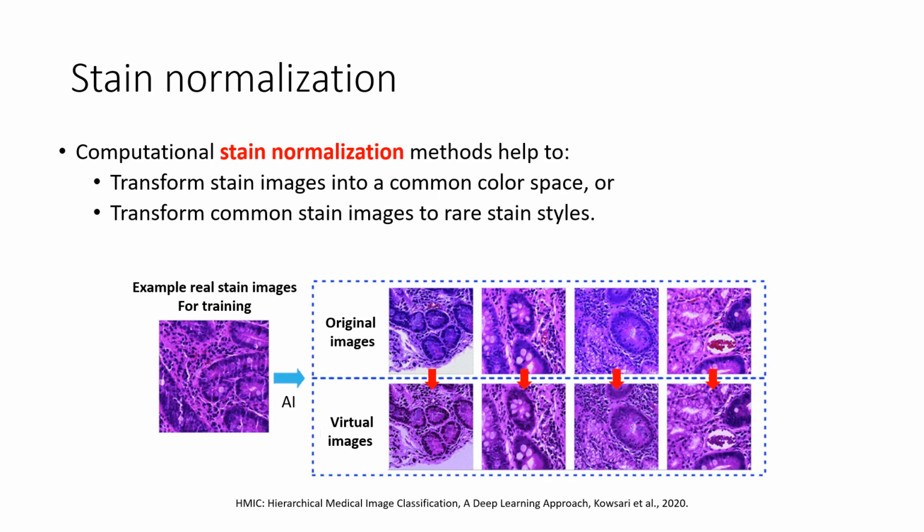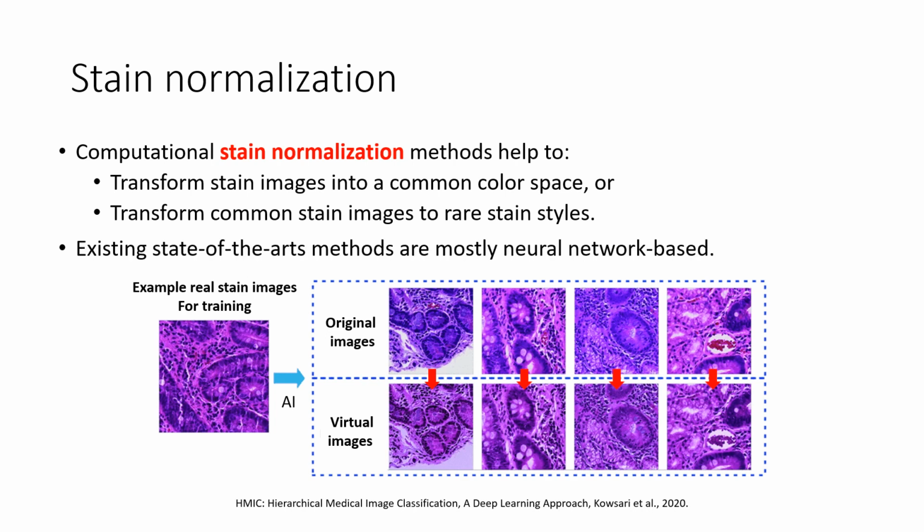Therefore, many computational methods have been proposed to virtually transform one kind of stain images to another. Such methods serve two main purposes. First, to transform multiple stain images into a common color space. Second, to transform stain images into novel stain styles that are more difficult to obtain physically. Like many medical image applications, most state-of-the-art methods are now neural network-based.